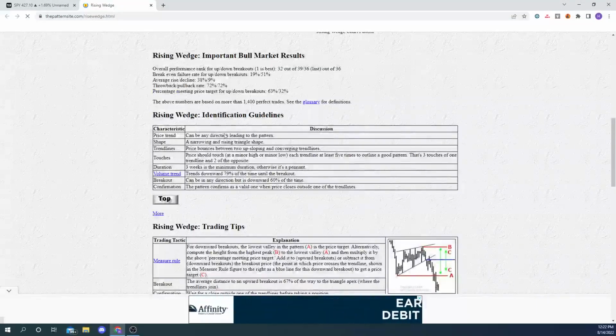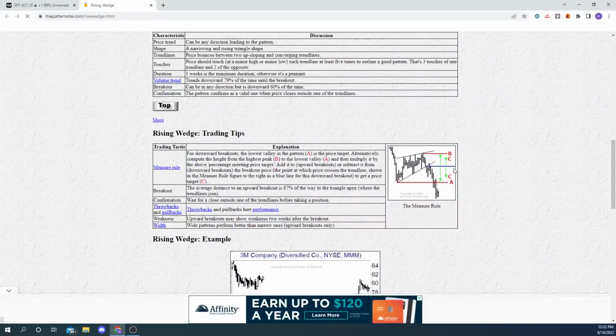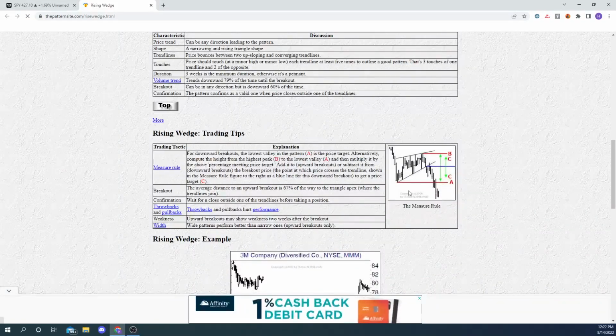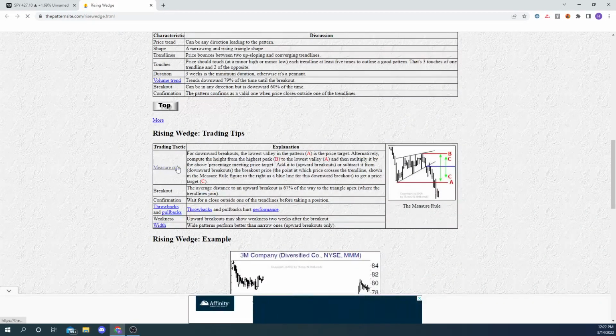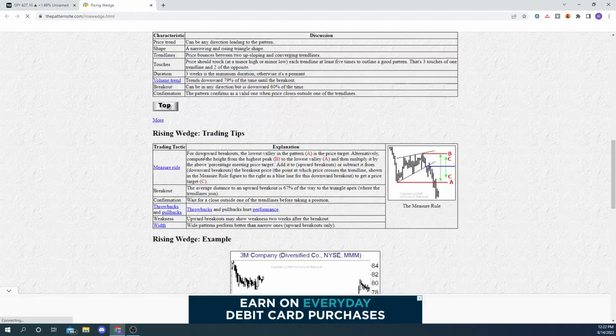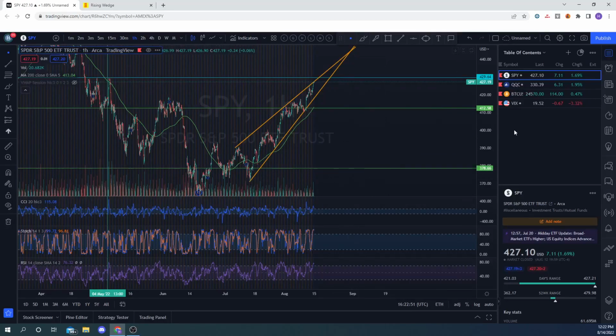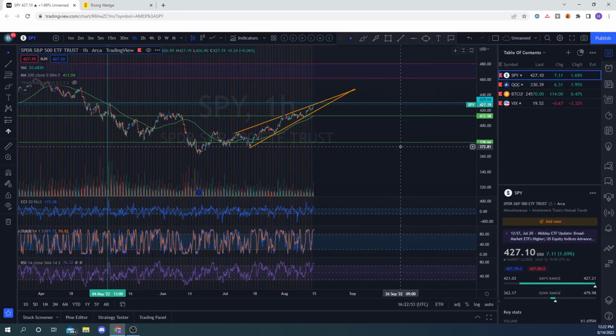Coming over here, I believe it's just literally AB times percentage, meaning price target. For downward breakouts, the lowest valley in the pattern A is the price target. Alternatively, compute the height from the highest peak B to the lowest valley A, and then multiply it by the above percentage, meaning price target. So this is our price target. That is price target number 1.